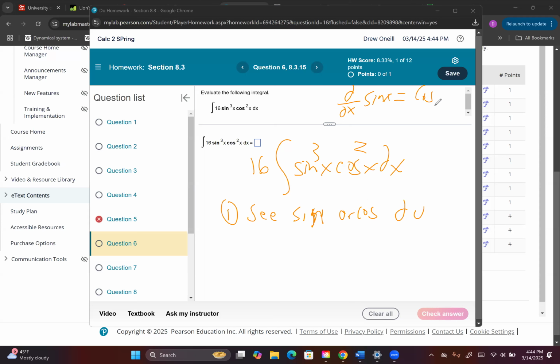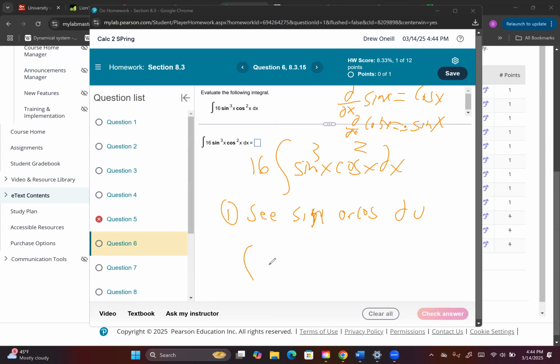It's cosine. What's the derivative of cosine? Sine, right? And so we know that if we pick one as u, then our du is the other one. Okay, now this is negative. So what I do is I say, hey, I can see that.